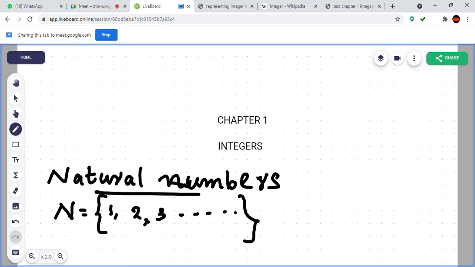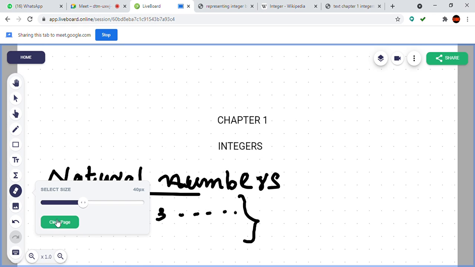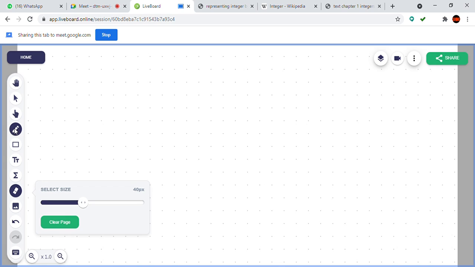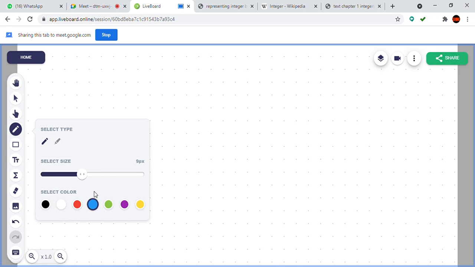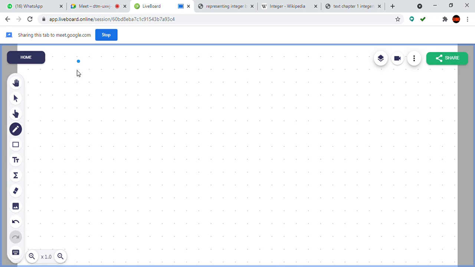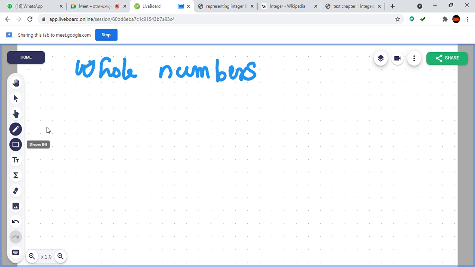Completed this much? Yes, miss. Okay. Then what will be the next heading? Miss, whole numbers. Okay, so we can write the next heading as whole numbers. Copy the same to your notebook.